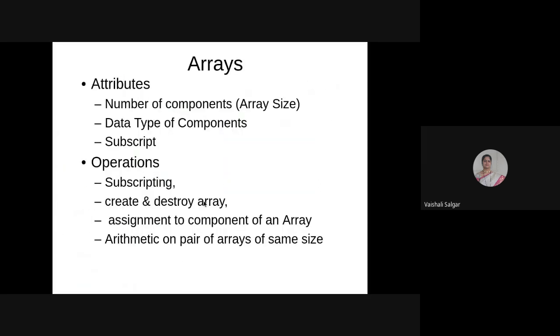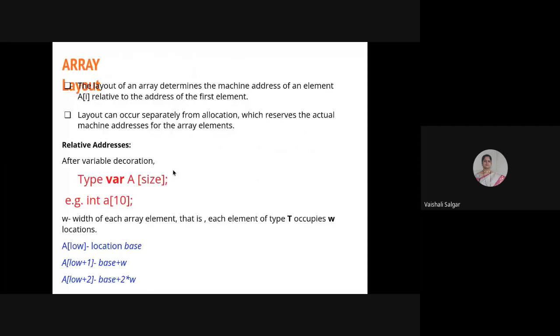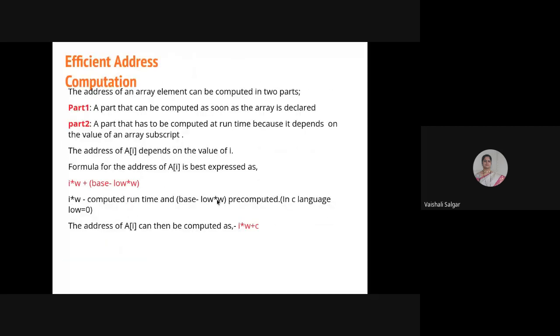So if you remember, I said for array, it will be pre-computation and at runtime. So that is compile time and dynamic allocation, or it is also called runtime. So whenever we are declaring an array, immediately the memory will be allocated to that particular array. That is my part 1, which is nothing but at compile time, or the pre-computation type of my array. And part 2 is nothing but a part that has to be computed at runtime, because it depends on the value of an array subscript.